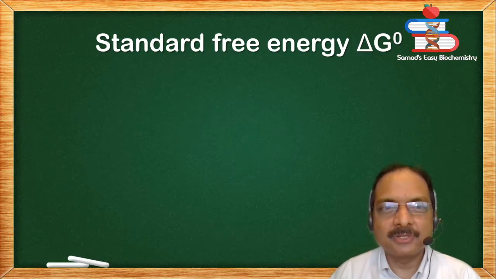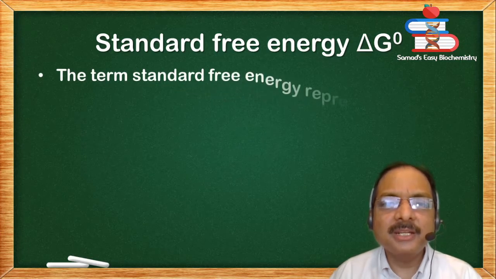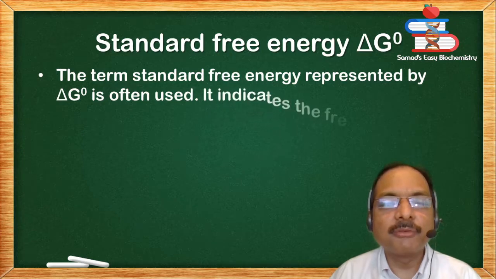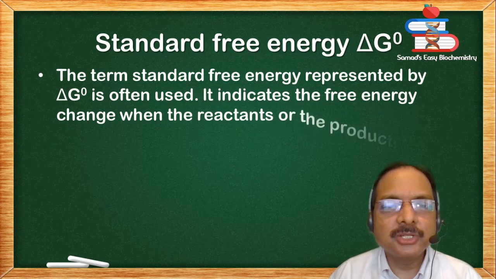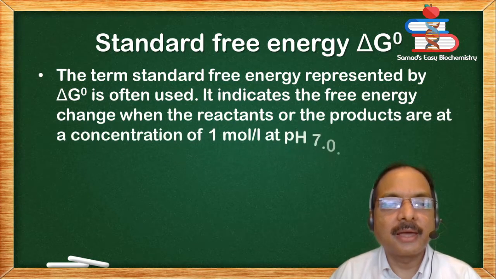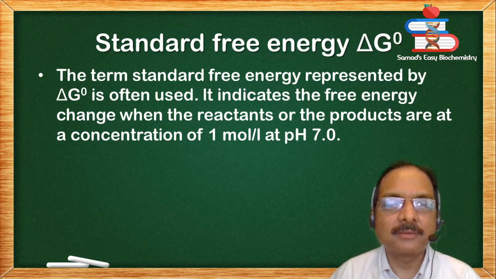Standard free energy. The term standard free energy, represented by delta G0, is often used. It indicates the free energy change when the reactants or the products are at a concentration of 1 mole per liter at pH of 7.